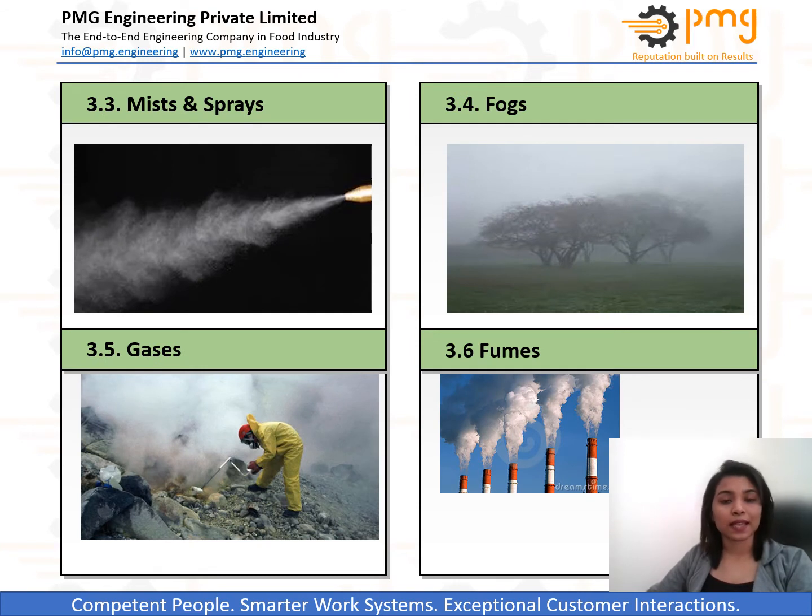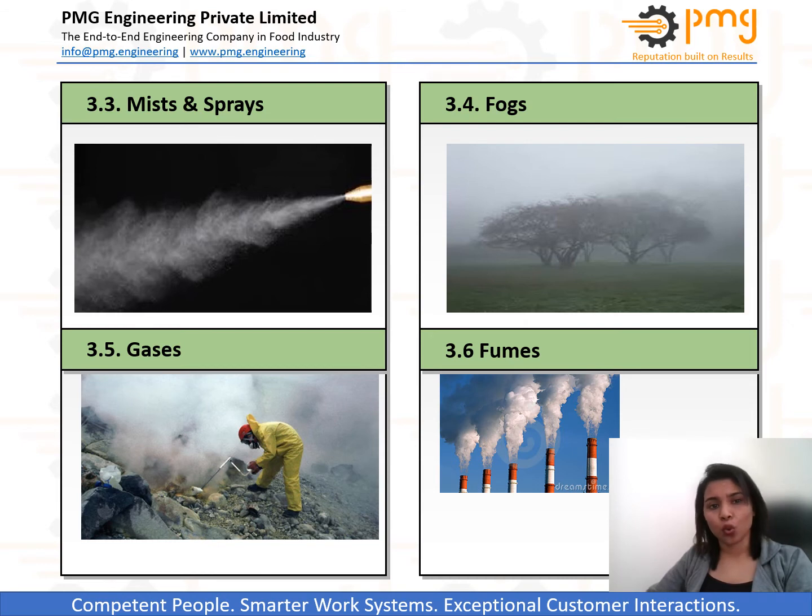Next is mists and sprays. These are very small droplets of liquid material suspended in the air. They are often produced by spray and coating operations. Next, fogs. Fogs are vapors which have condensed into tiny airborne particles or droplets. An example of hazardous fog would be an insect fogger used to get rid of ticks and fleas in industrial and residential areas.